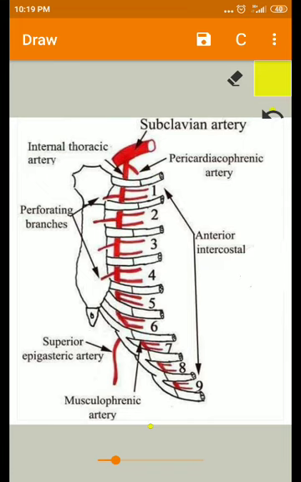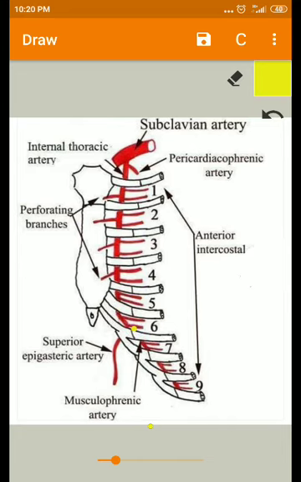Now below the first costal cartilage, the artery runs vertically downwards on the posterior aspects of the costal cartilages, up to its termination at the level of the sixth intercostal space. At the sixth intercostal space, the internal thoracic artery terminates and gives two branches there, which we can see afterwards.